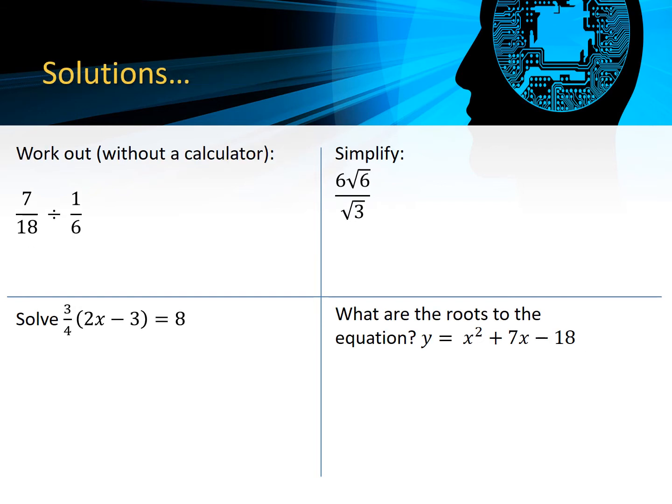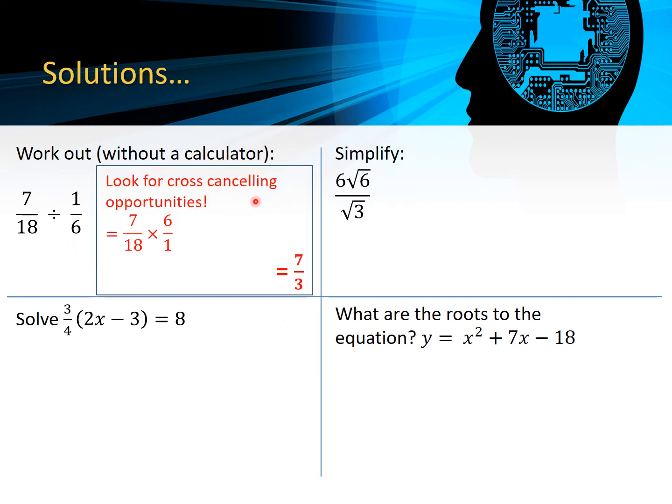Okay, and here are the solutions. So first one, what I'm suggesting that we're going to do is, again, look out for cross cancellation opportunities. I'm going to flip this, so change the sign from a divide to a times, flip the second one, and then notice that you've got 6 and 18 that are going to cancel. So 6 goes into 6 once, 6 goes into 18 three times, leaving us with 7 over 3 times 1 over 1, which is 7 over 3.